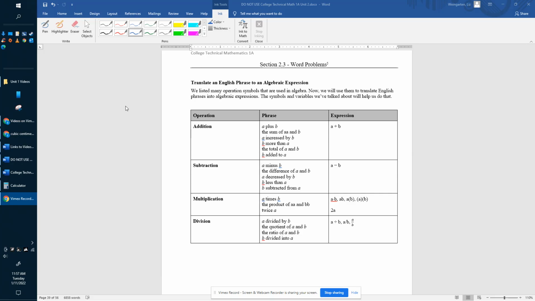Welcome back. This section we are going to be starting on word problems. We're going to start off easy. We're just going to be translating English phrases into algebraic expressions.